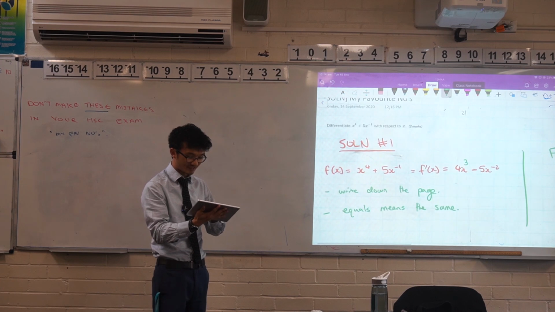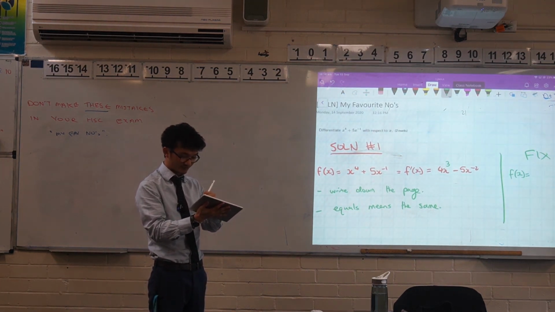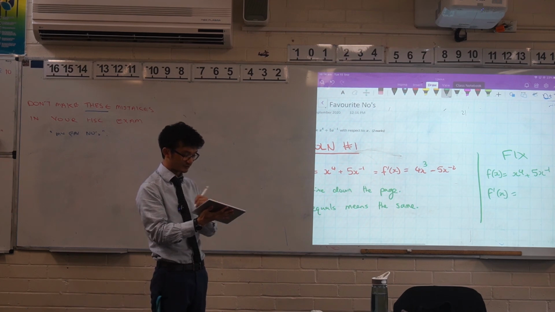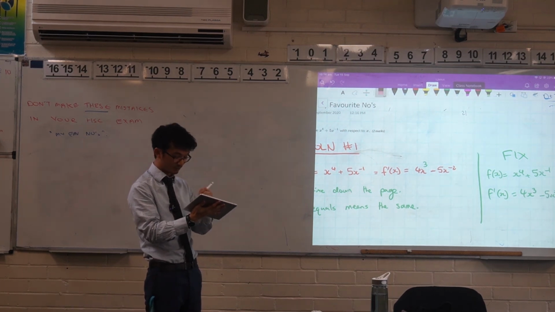So if I was to write this out properly, what we would say is f of x is equal to x to the 4 plus 5x to the minus 1. And so we're writing down the page now. F dash of x is equal to this. You don't have to write out the solutions yourselves. That's okay. Because I'm going to move pretty quickly through these. But I will give you a copy of these later.